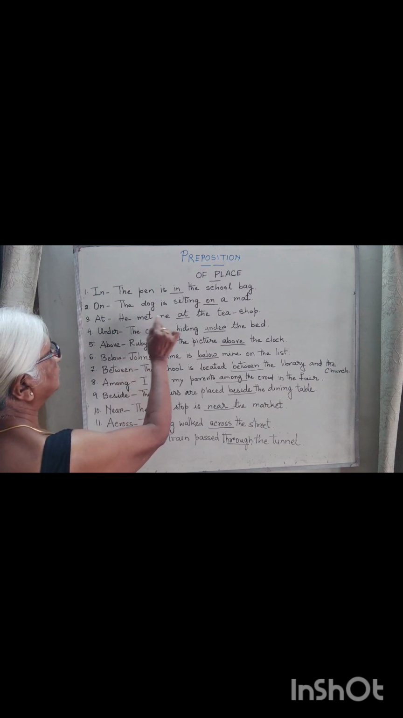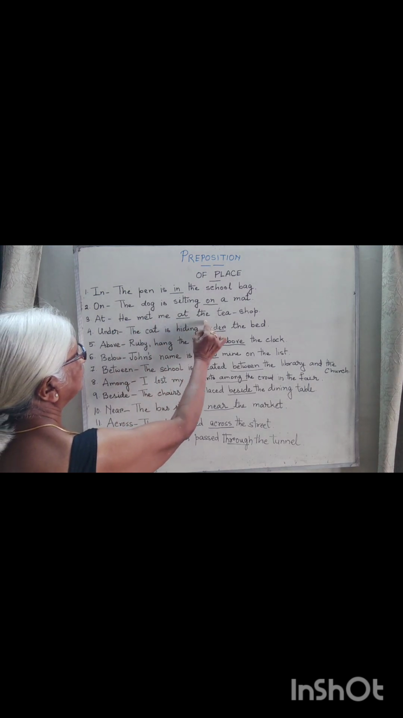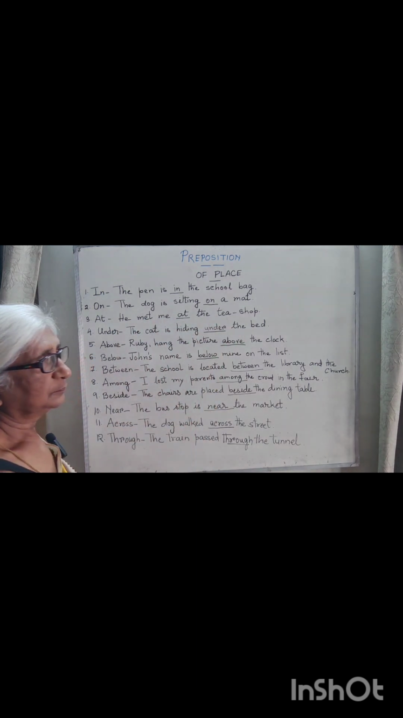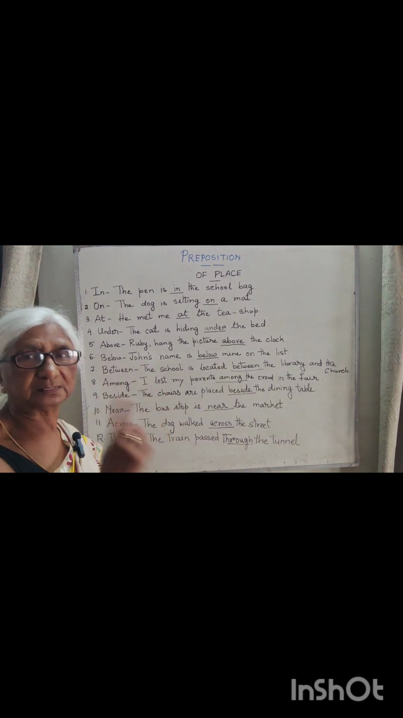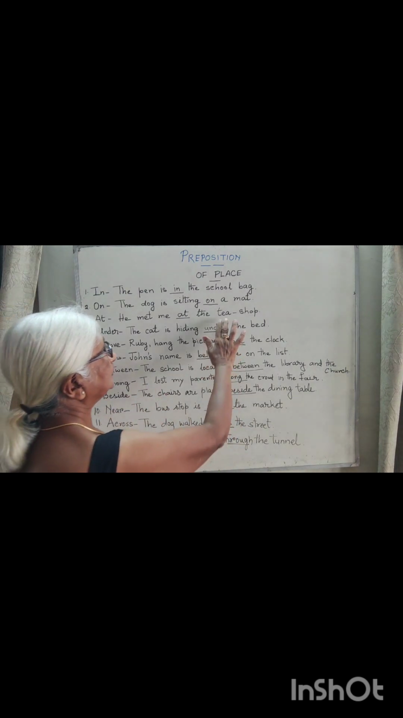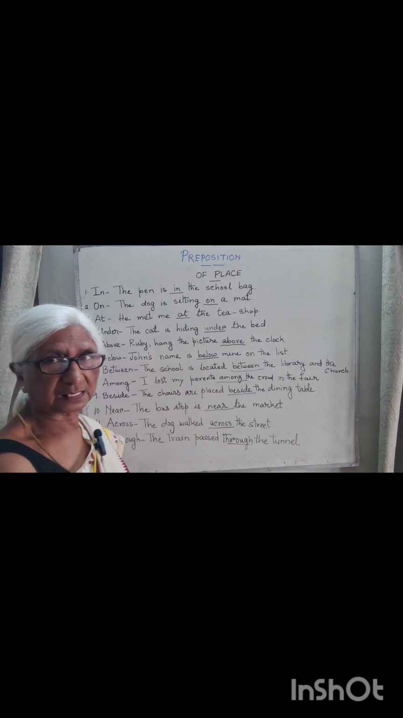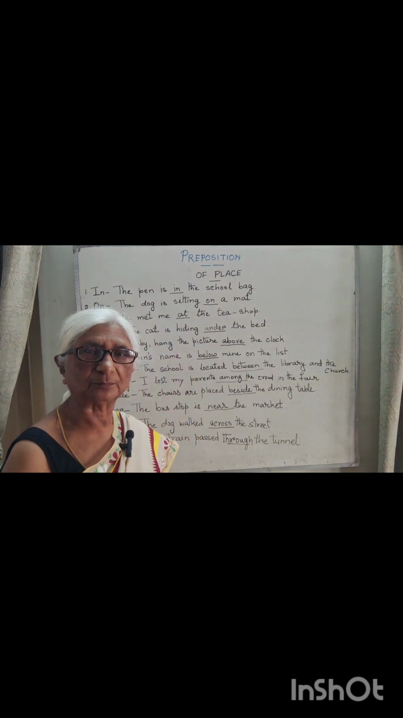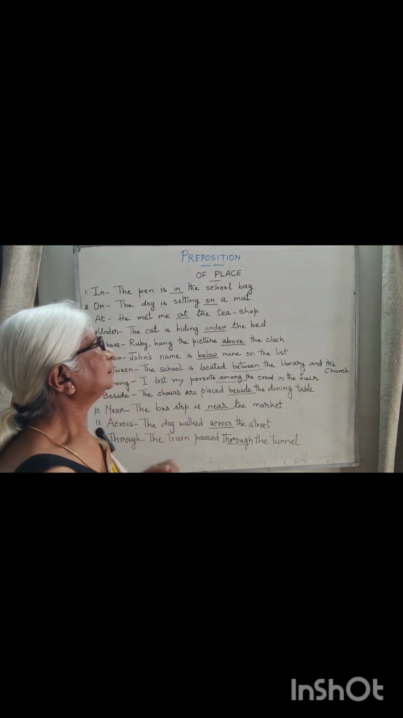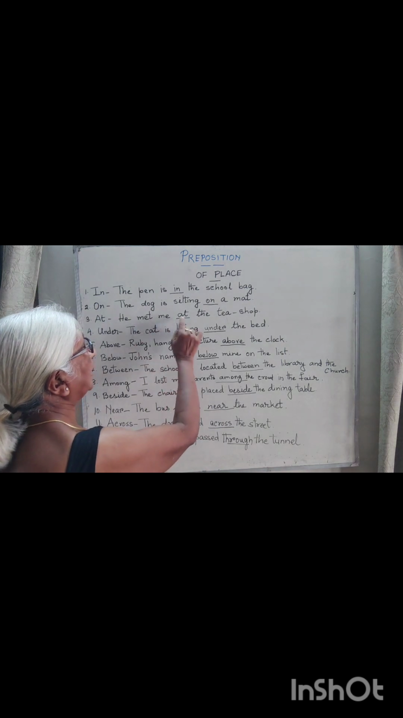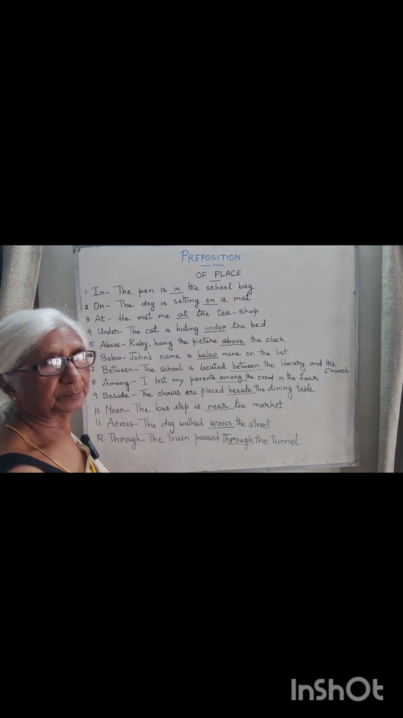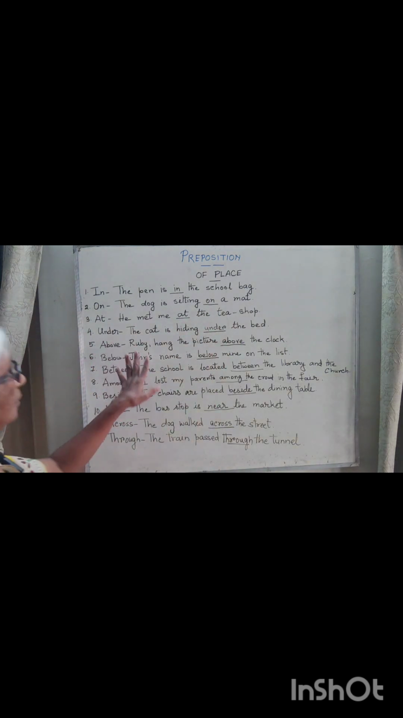Next we see the use of at. He met me at the tea shop. So what is the place? Where is the place? The place is the tea shop. And he met me there. We don't say he met me in the tea shop. That's a different meaning. Here he met me at the tea shop. Okay? So here we use at to show the place of the tea shop.